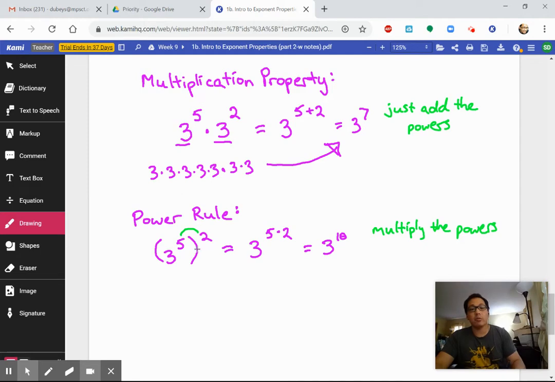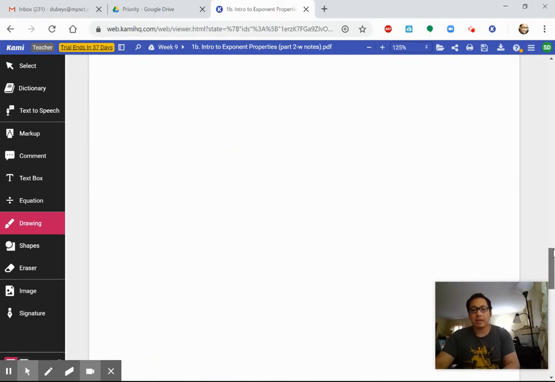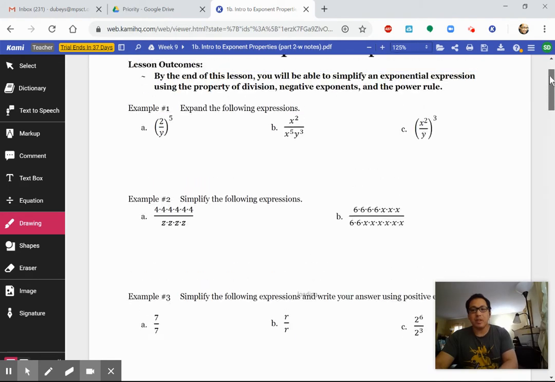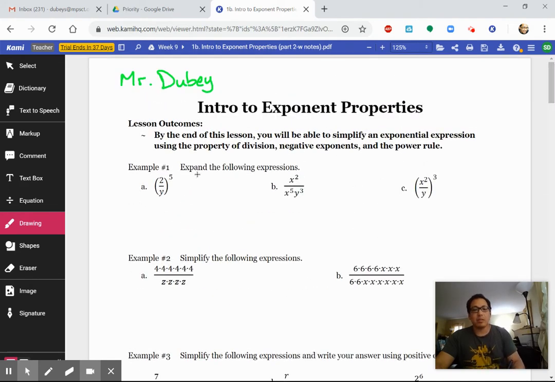Anyway, so these were the two rules that we talked about last time, the two properties. What are we going to talk about this time? This time, we're going to do the property of division. We're going to talk about negative exponents and using the power rule again. So let's start off here.